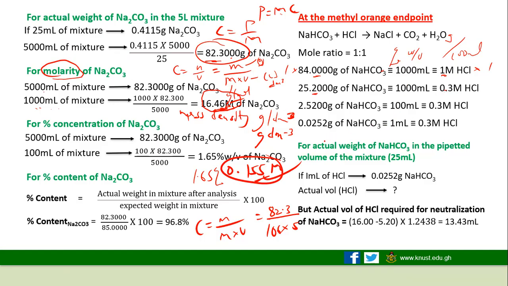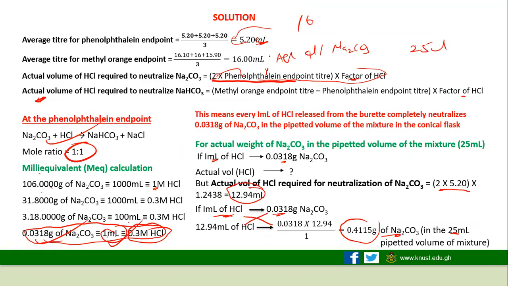Very simple. Good. Then we are saying that per this statement, it means that if you have this concentration of the acid, 1 ml of it will react with 0.0252 grams of the bicarbonate, right? So that is the statement. But then who knows the actual HCl that reacts? Now, I said that you can get the actual HCl that reacted with just the bicarbonate by subtracting the titer of the phenolphthalein endpoint from the methyl orange endpoint, right? So we take the methyl orange endpoint and then subtract the phenolphthalein from it. That's what we have here. We have the 16, which is this one, minus 5.20.